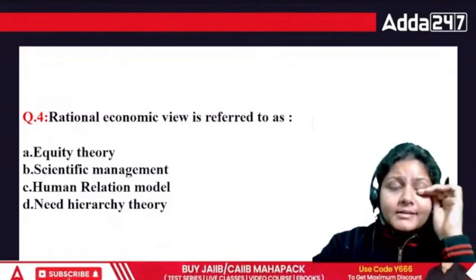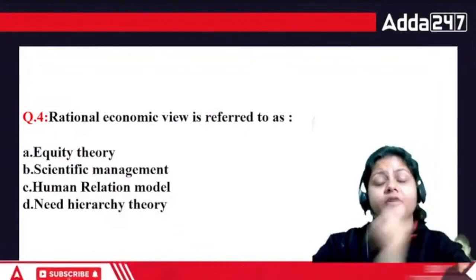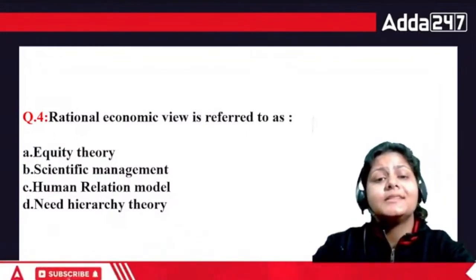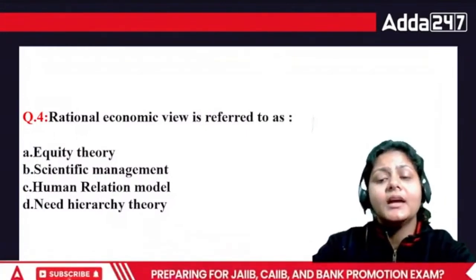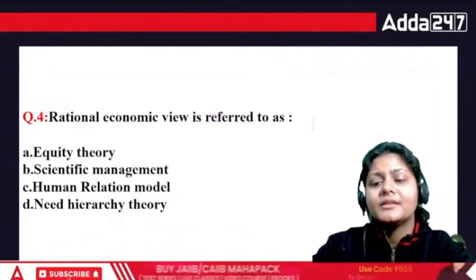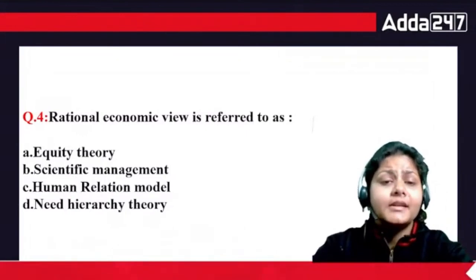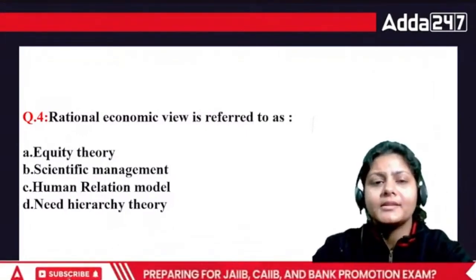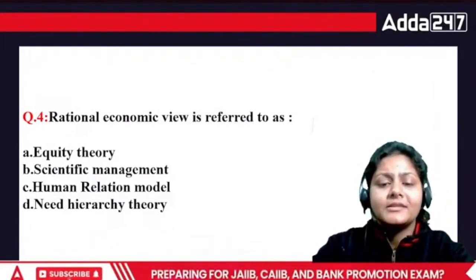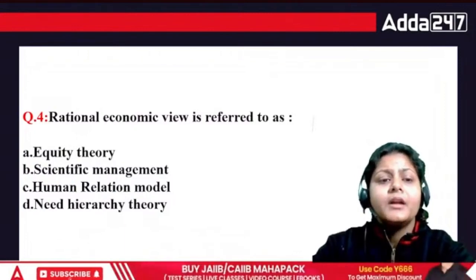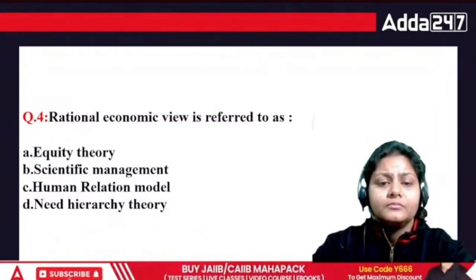So the option A is equity theory, option B is scientific management, C is human relation, and D is need hierarchy theory. Which one is the right answer? The right answer here is scientific management. We call it the rebel hypothesis also, and we call it scientific management also.